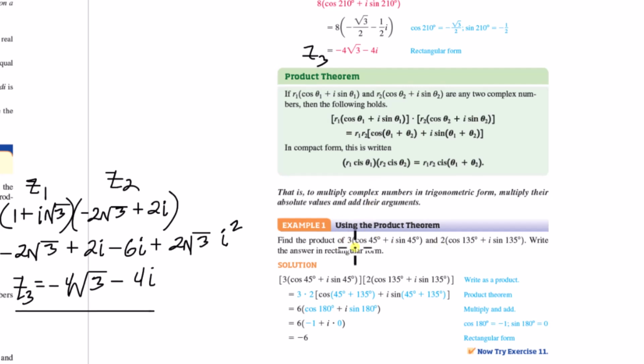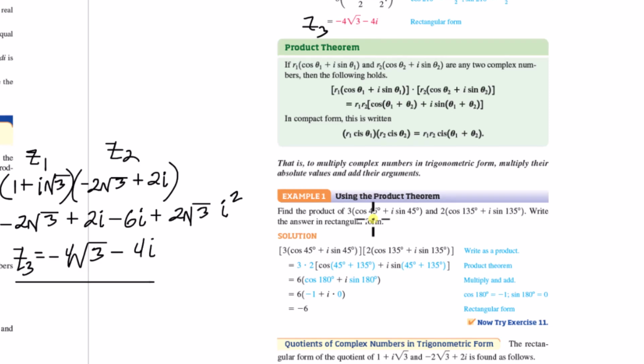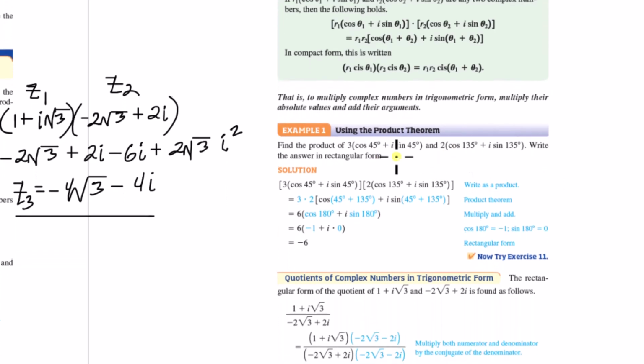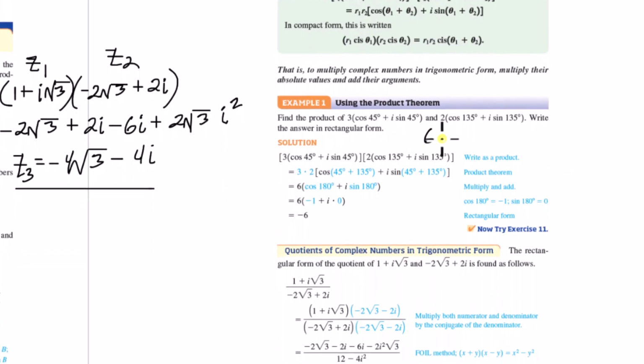Cool. Okay, and just to show you how easy this is, let's multiply these two complex numbers. Well, 3 times 2 is 6. 45 plus 135 is 180. Done. That's it. Now we can simplify this. So cosine 180 is going to be minus 1. Sine of 180 is going to be 0, so minus 6.